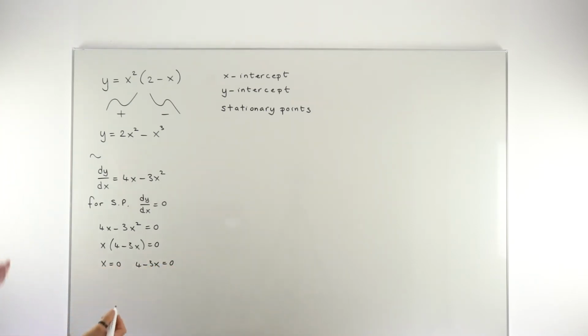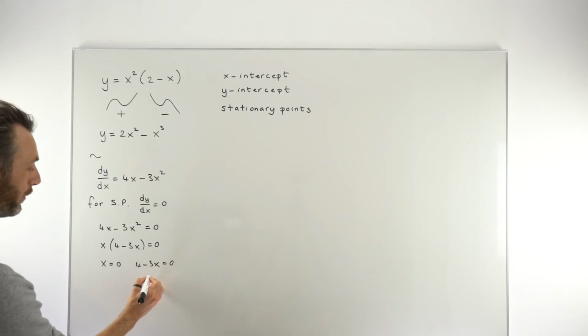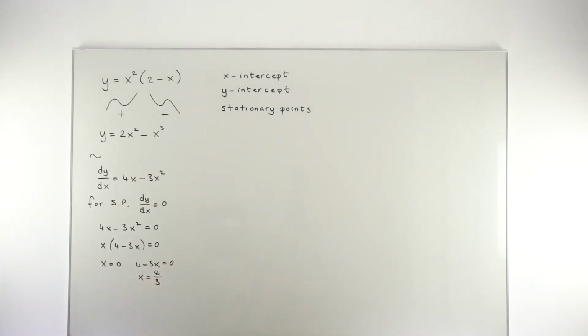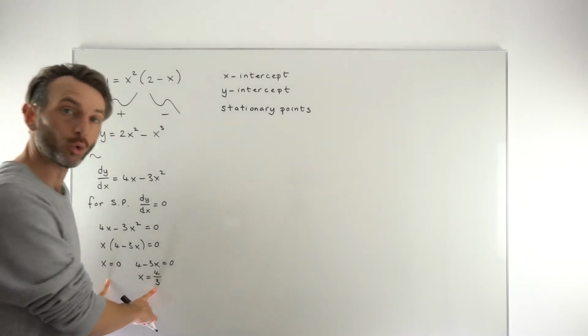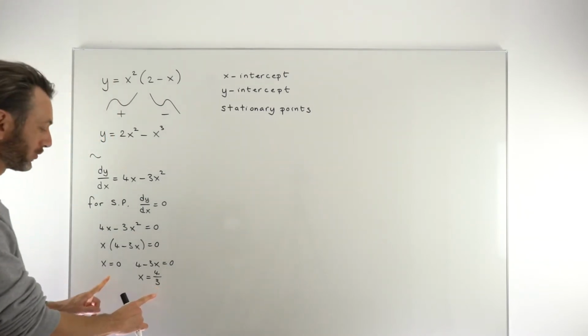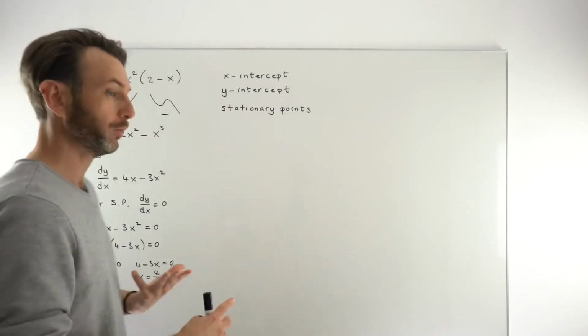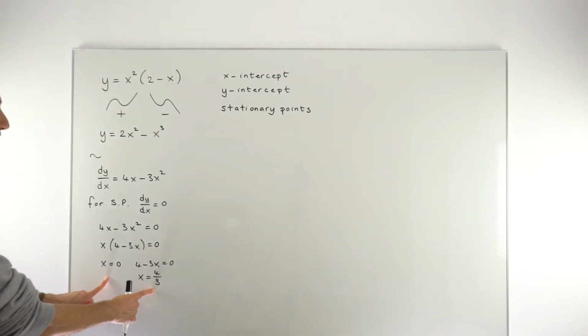This one's already solved, x equals 0, so that's fine. The second one is a linear equation, we can solve just by moving some of the terms around, and you would find that comes out to be x equals 4 over 3. So these are the x coordinates of our stationary points. We could already start to work out what our graph's going to look like, but we're going to need really the y coordinates to go with these.